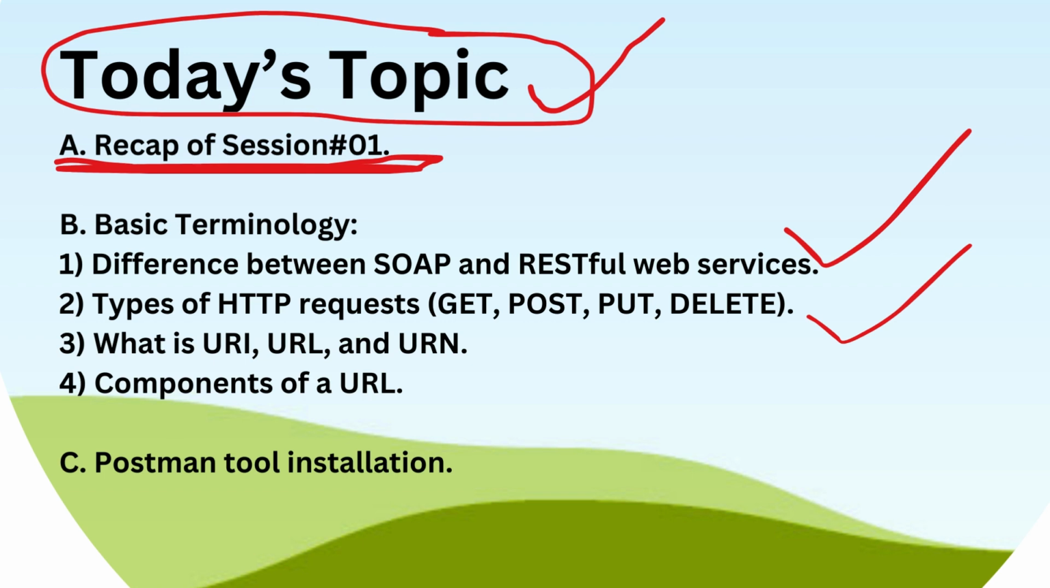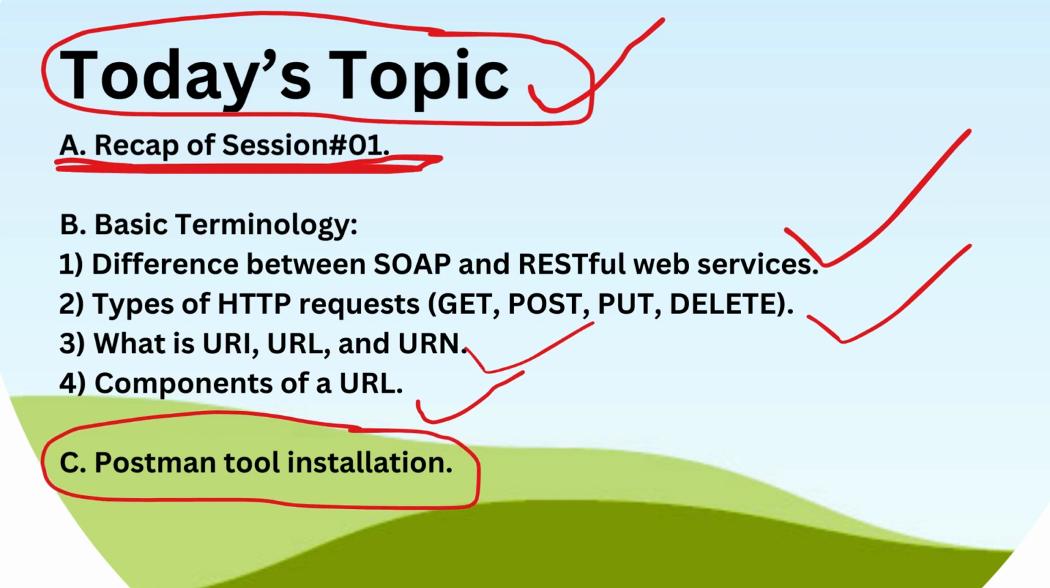Following that, we will explore what URI, URL, and URN are, highlighting the distinctions among them. Subsequently, we'll examine the components of a URL. After this theoretical discussion, we will proceed to prepare our system to work with the Postman tool. This involves downloading the Postman tool and installing it on our system. With these preparations, we are ready to commence today's session.